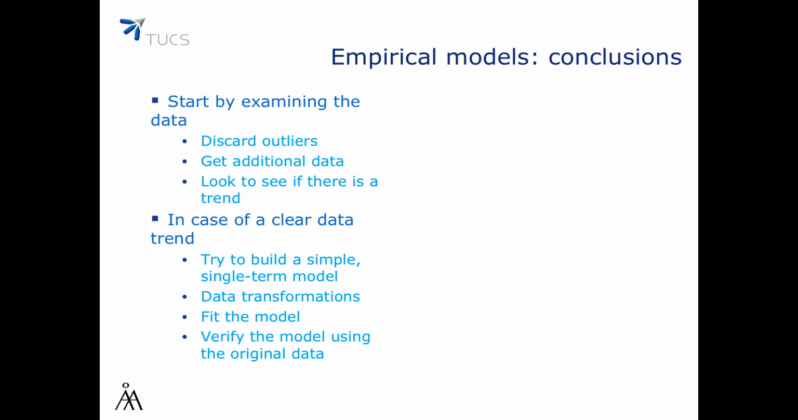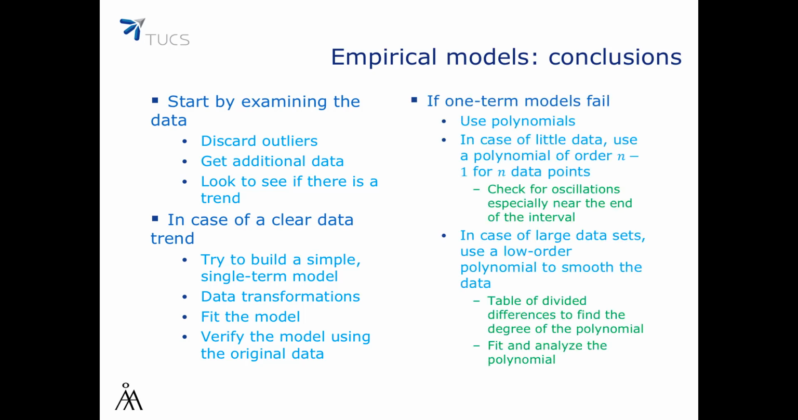So, to conclude this series of videos on constructing empirical models, here are some rule of thumb guidelines. We should start by examining the data, and if there is a clear trend, we should try to build a simple single-term model. This may involve applying some data transformations and fitting the model. In any case, the final model should be verified against the original data. If this doesn't work out to get a good fit, then one can aim to build a multi-term polynomial model. The aim should be to get a low-order polynomial, in other words, as simple and robust a model as possible.